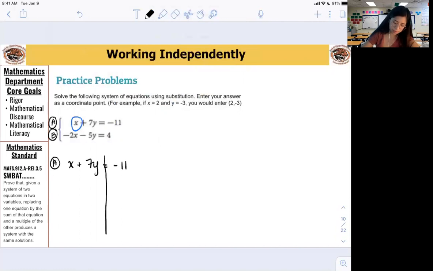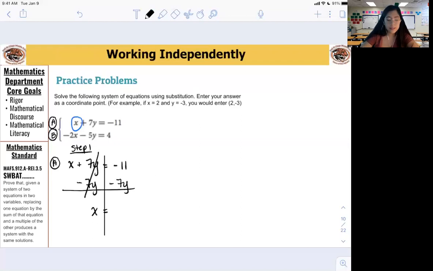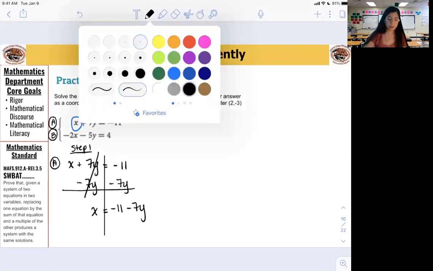How do I do that? We cancel out 7y. Which operation do you want me to use? Oh, I meant subtraction. Subtraction. Good. So I'm left with x equals -11 minus 7y. Even though I have an 11 and a 7, I can't combine those because one of them has a variable and the other does not. So we keep them separate.